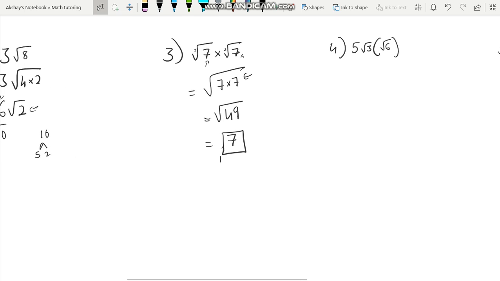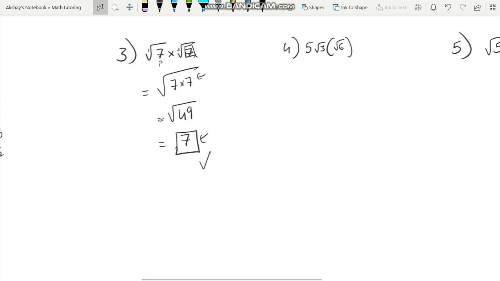Alright, and when you have a question like this where you have the same index and the same radicand with no coefficient, you're always going to have just your radicand as your answer. So here we have a radicand of 7, and our answer is 7 as well. Alright, moving on to our next question.